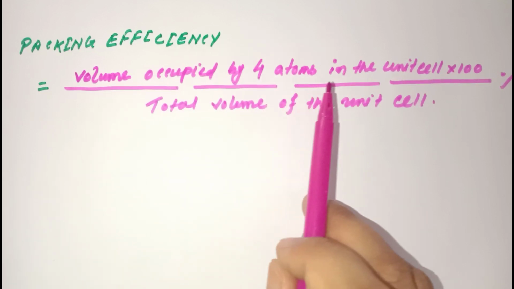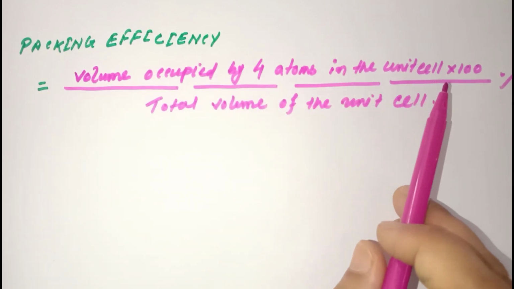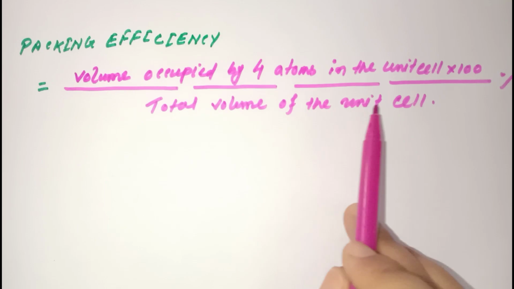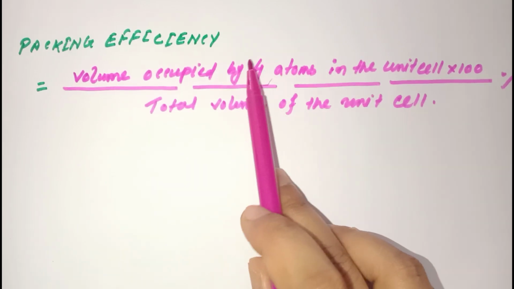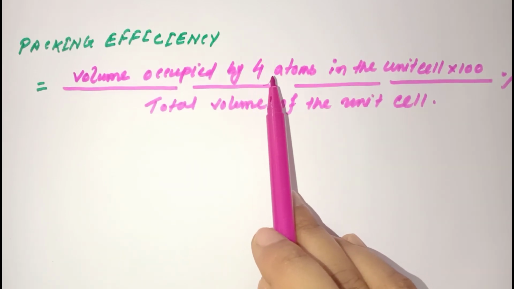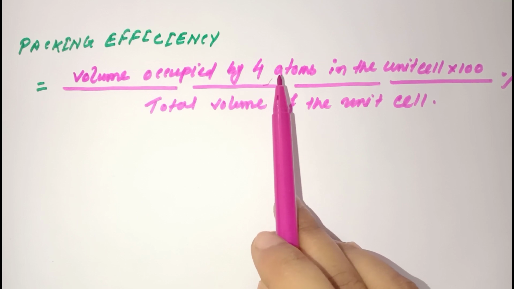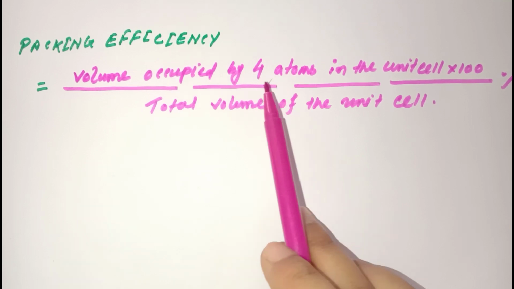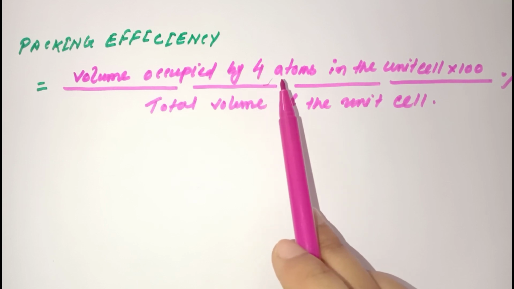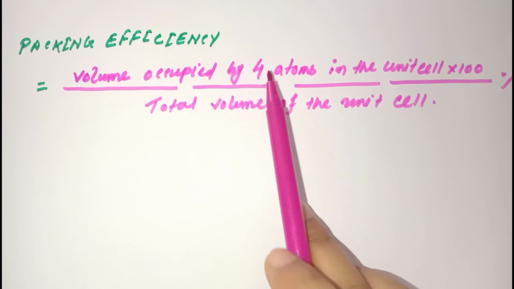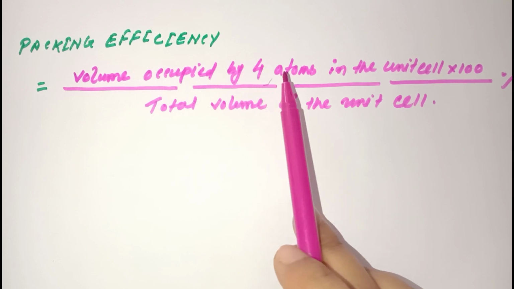Volume occupied by 4 atoms in the unit cell into 100 per total volume of the unit cell. Here, 4 atoms is what? We all know that the number of atoms found in a face-centered cubic unit cell is 4. And I have already discussed the number of atoms in a unit cell, so you can check it from my previous videos.